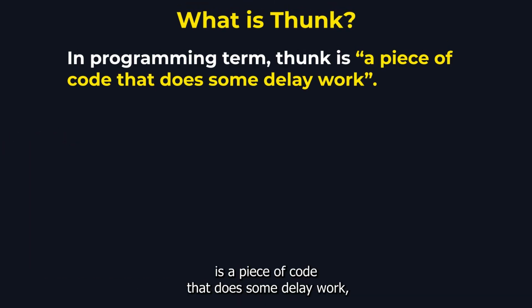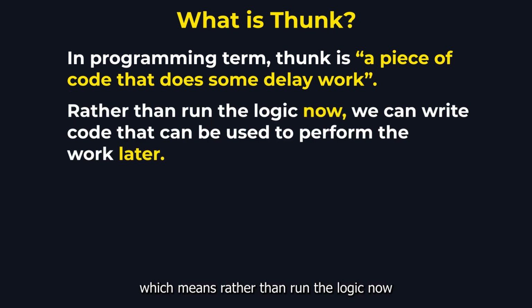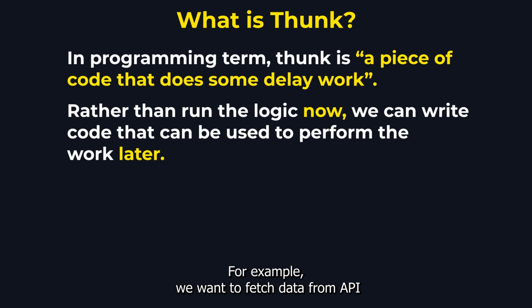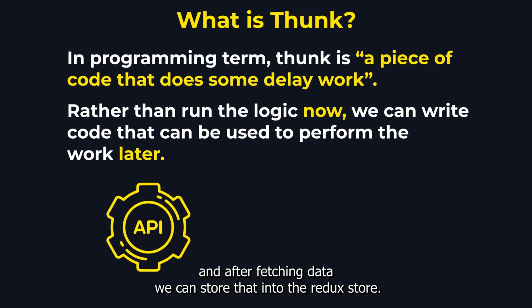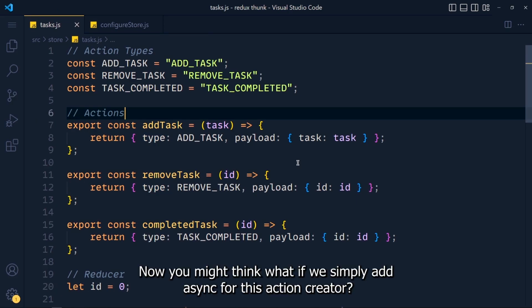Thunk is a piece of code that does some delayed work, which means rather than run the logic now, we can write code that can be used to perform work later. For example, we want to fetch data from an API, and after fetching data, we can store that in the Redux store. Now you might think, what if we simply add async to this action creator?